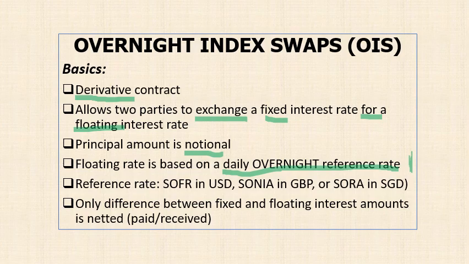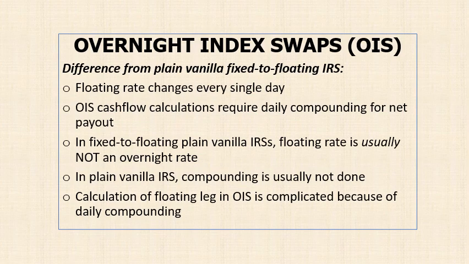No principal is normally exchanged. At maturity, only the difference between the fixed and the floating interest amounts is paid or netted. Since the floating rate changes every single day, OIS cash flow calculations require daily compounding to determine the net payout. This is the main distinguishing point of overnight index swaps.